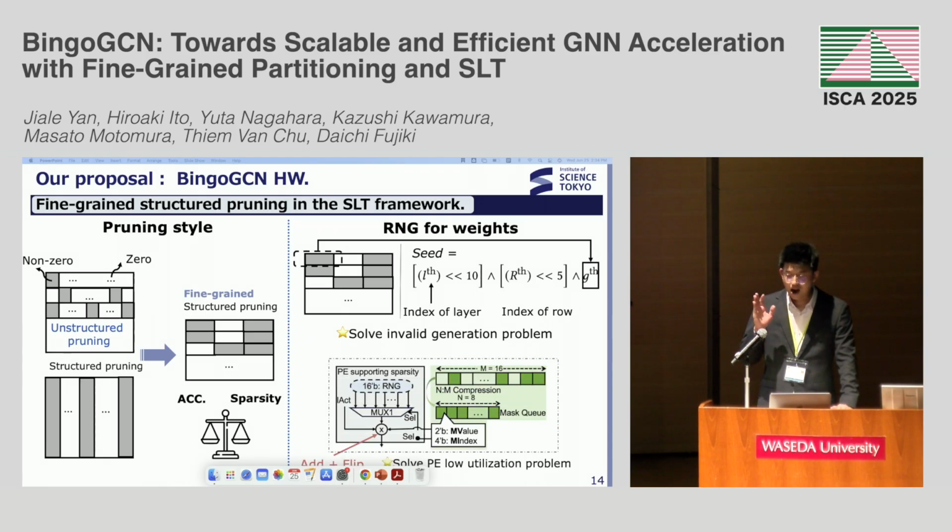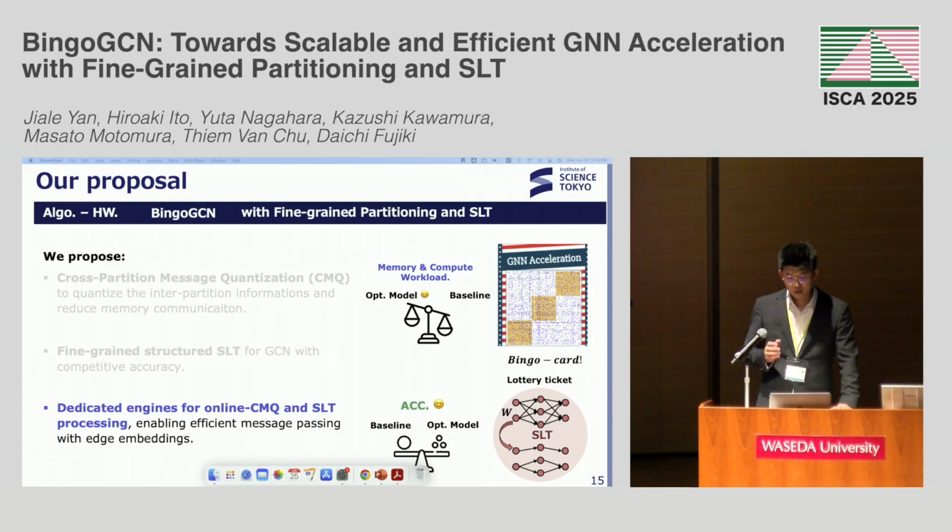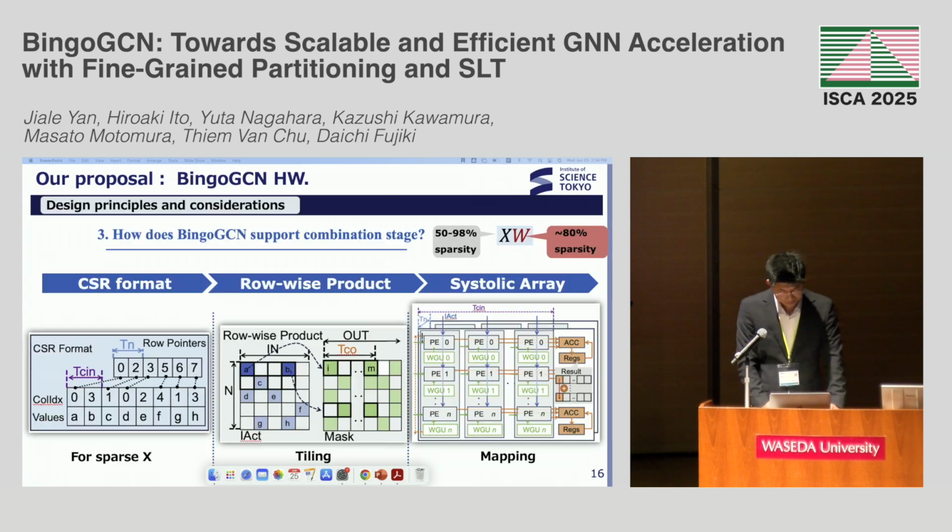Since weights are only binary, like positive, negative, 1, and 0, computation becomes multiplierless, using only addition and bit flip. CSR indices guide the valid selection, simplify the hardware, and reduce the energy cost. Finally, we design a dedicated engine for online CMQ and SLT processing, enabling efficient GNN computation.